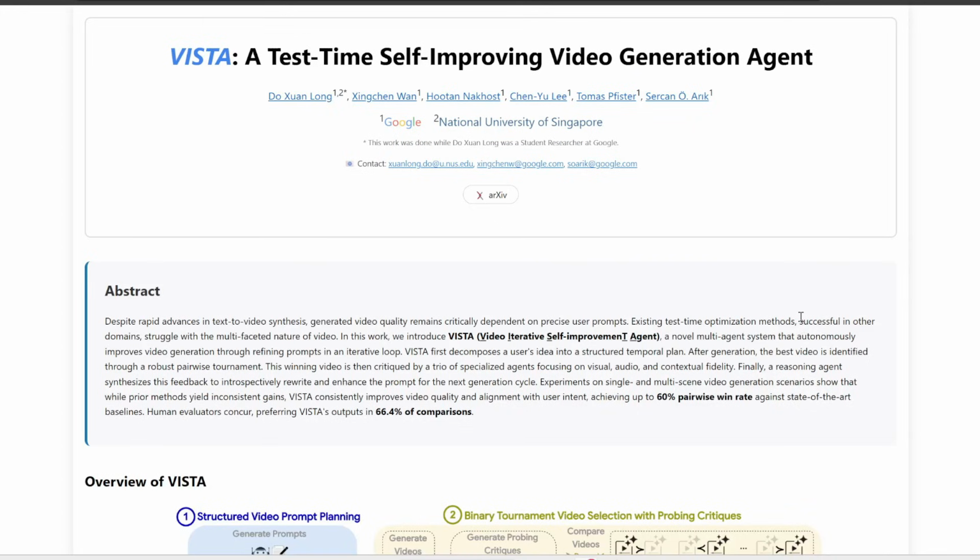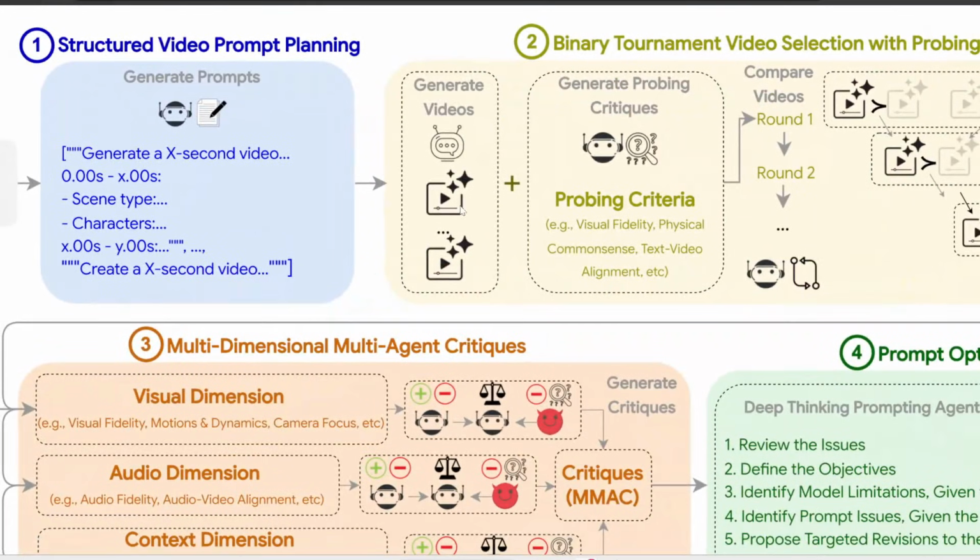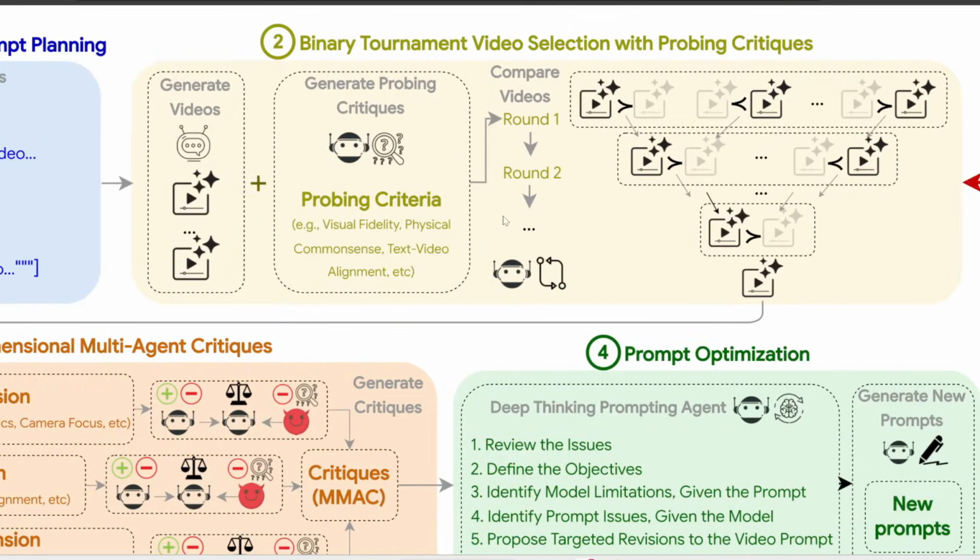Next up, Google releases a super insightful AI system. It's called Vista, and this is basically an agentic system that is designed to improve video generations automatically. So here's how it works. It's basically an agentic loop like this, where it first takes the user's prompt, and then it generates multiple videos from that prompt, and then it goes through this criteria and multiple rounds, much like a competition, to basically select the best video from these generations.